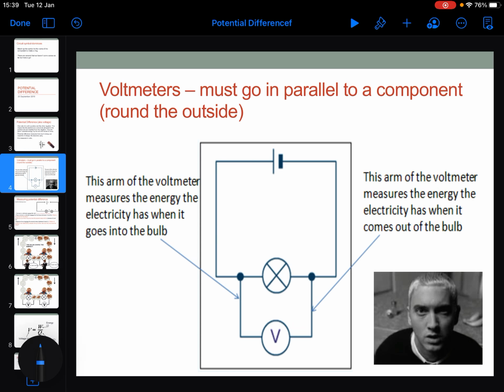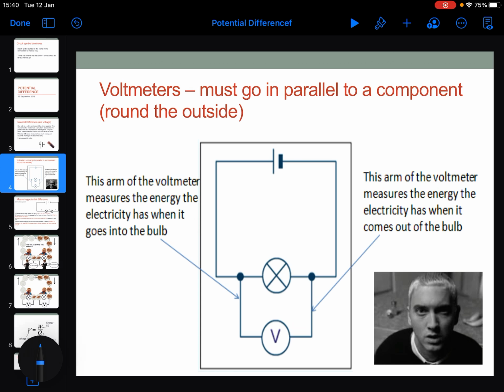Now, you may be wondering why there is the rapper Eminem in the corner. That is because I always try to get people to remember that a voltmeter must go in parallel to whatever component you're measuring. So here you've got a voltmeter trying to measure the potential difference, or voltage, across a bulb. People always try to put it in the actual circuit, but you've got to put it in parallel with the circuit. I use the phrase from an Eminem song, which basically goes, round the outside, what? I won't carry on, it's highly embarrassing. I apologise for even doing that. But it is helpful to remember Eminem when you think about where a voltmeter must go.